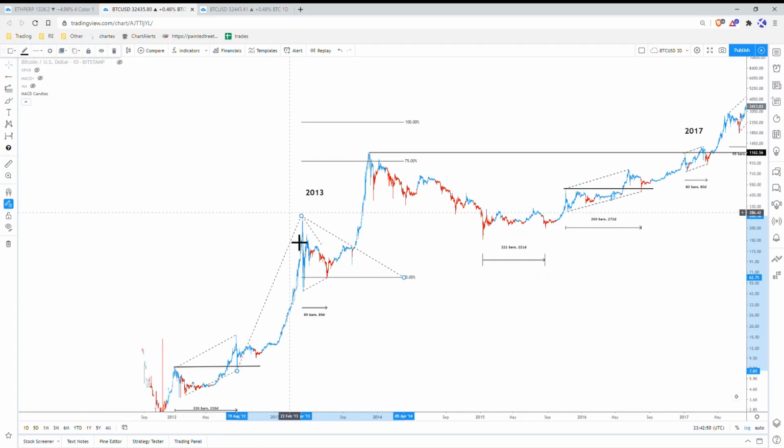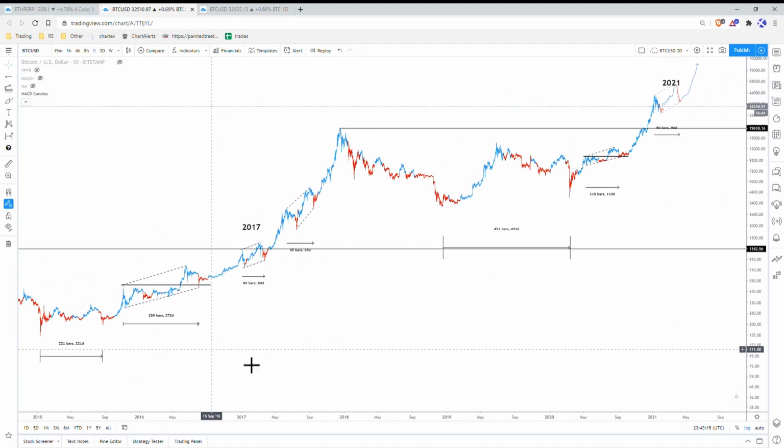So this quote-unquote third wave of the 2013 bull run was the strongest. In the fifth wave it reached 75% of what this one did, and the extension is 75% from the bottom of that correction.